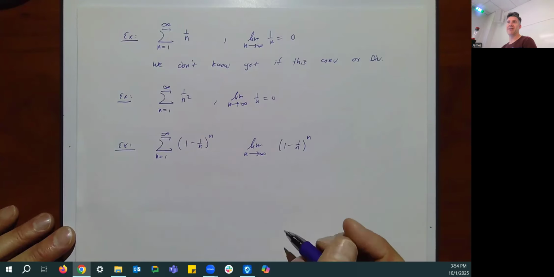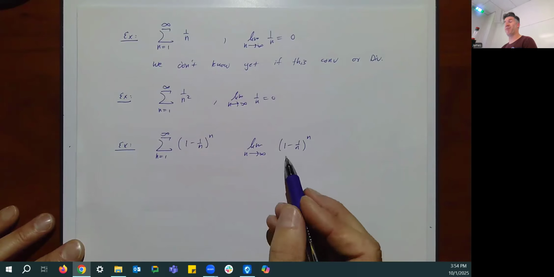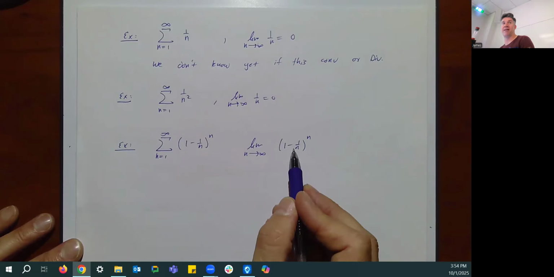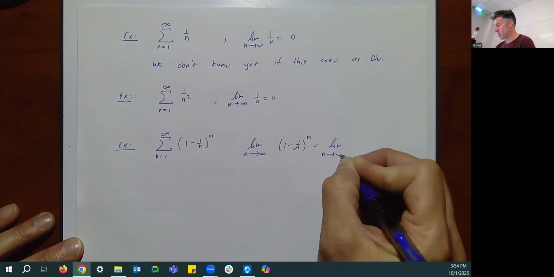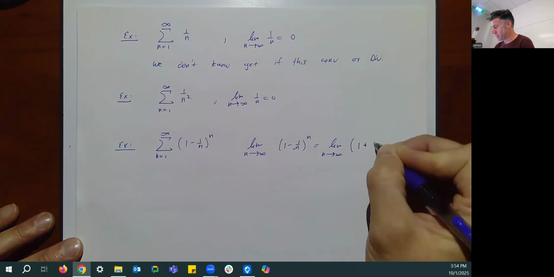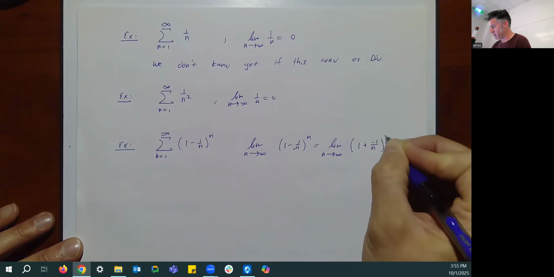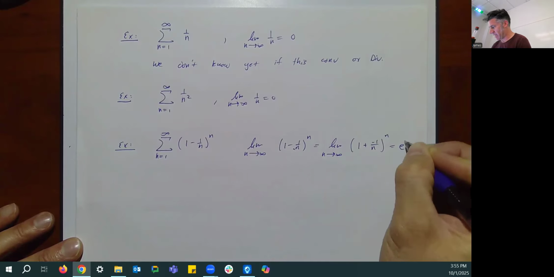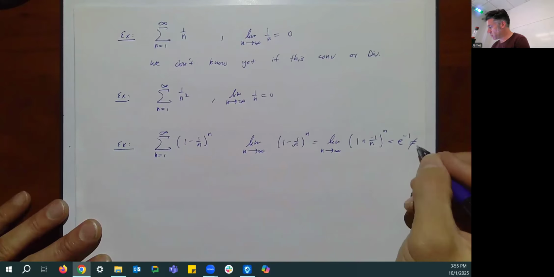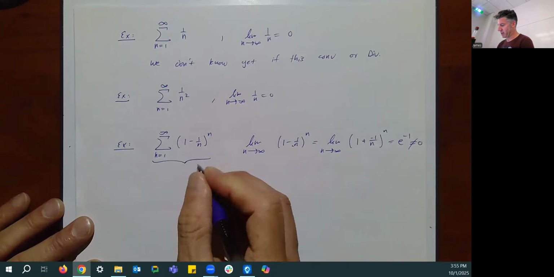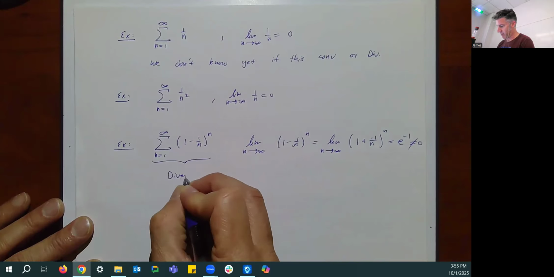It's almost e. It would be e if it was 1 plus 1 over n to the n. But really, we have the limit as n goes to infinity of (1 plus negative 1 over n) to the n, meaning the limit's going to be e to the negative 1. Still not 0. So since that's not 0, we can say that this series diverges.